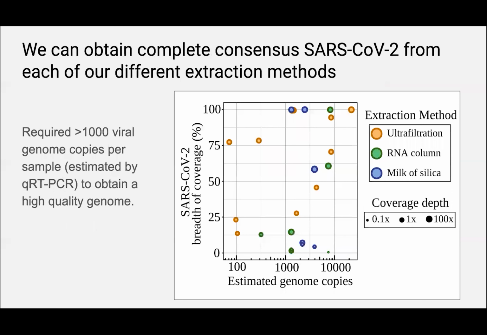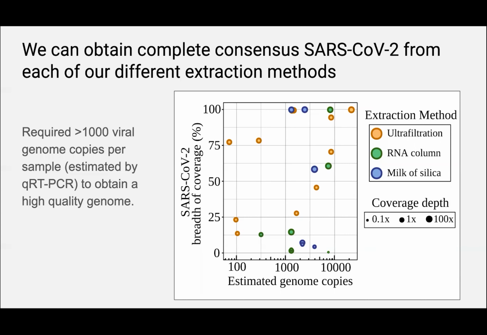And the other thing we see is when we then take our samples and we ask, well, how much of the SARS-CoV-2 genome did we sequence? So that's breadth of coverage. So the sample is up there at 100%, means we sequenced 100% of the SARS-CoV-2 genome. And we can compare that to what we know from qPCR, which is the approximate number of viral genomes that went into that sequencing reaction.